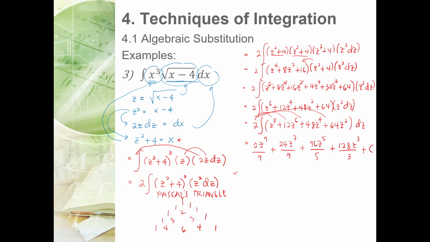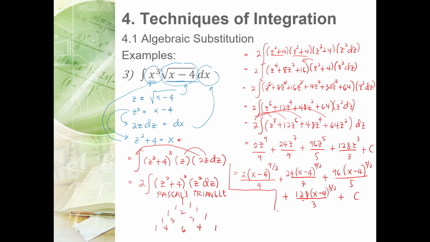So usually, if the square root function or the radical expression is an algebraic expression, like x minus 4, I represent it in the exponential form. So x minus 4 to the 9 halves, all over 9, plus 24 times x minus 4 to the 7 halves over 7, plus 96 times x minus 4 to the 5 halves over 5, plus 128 times x minus 4 to the 3 halves over 3, plus c.